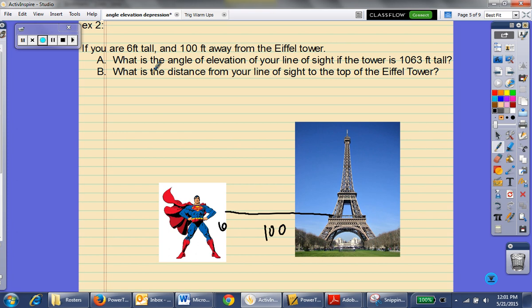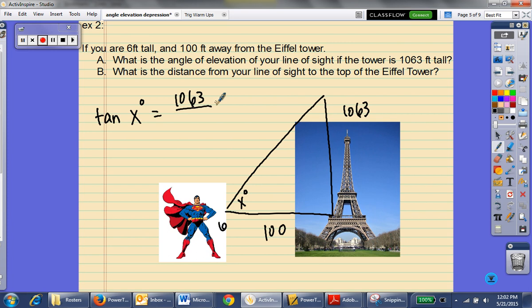It's asking what is the angle of elevation of your line of sight if the tower is 1,063 feet tall. So here's the tower, 1,063 feet tall. It's asking the angle of elevation of our sight. So we're trying to find the actual angle measure here. So as we think about this problem, we're given adjacent and opposite again. So we're going to use the tangent of x degrees equals opposite 1063 over adjacent 100.